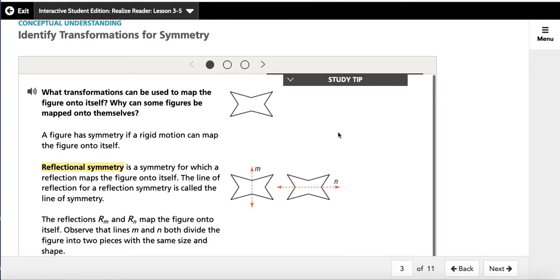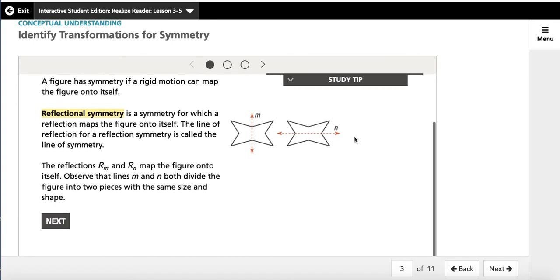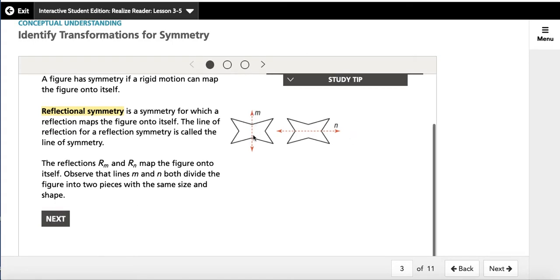This object has reflectional symmetry. If we were to reflect it about the line M, it would end up being right back where it is. It also has a reflectional symmetry about the line N. You might think it has a reflectional symmetry about a line that goes right through there, but this would end up being right over here and not over there. Those are the only two reflections for that object.